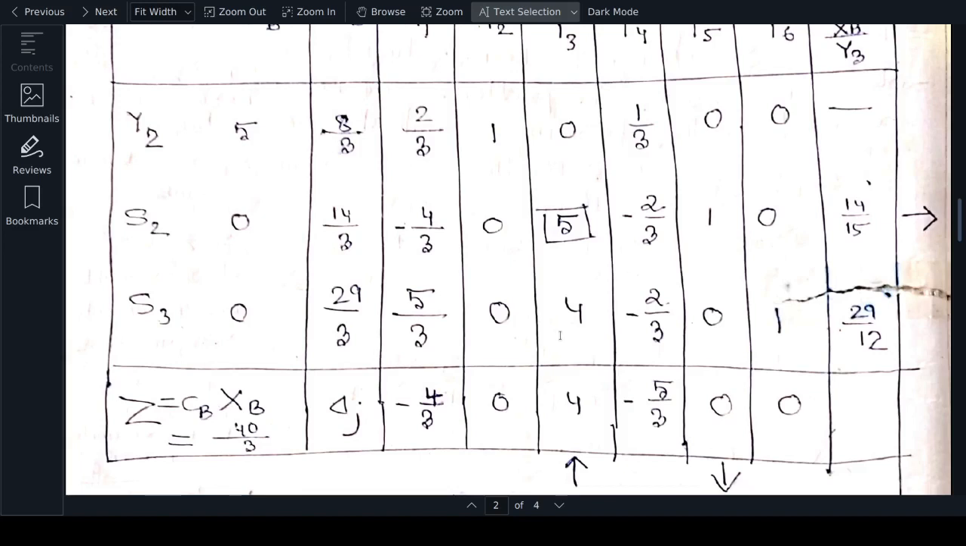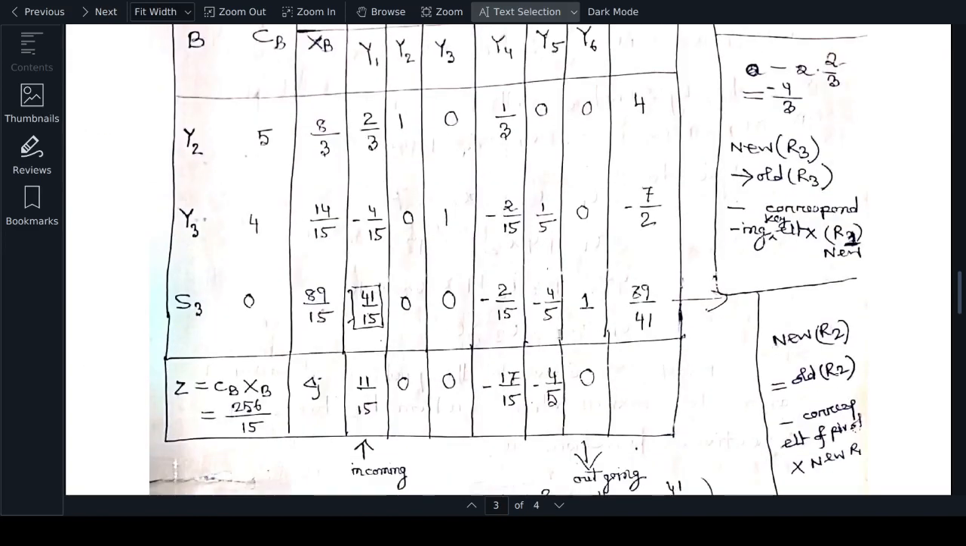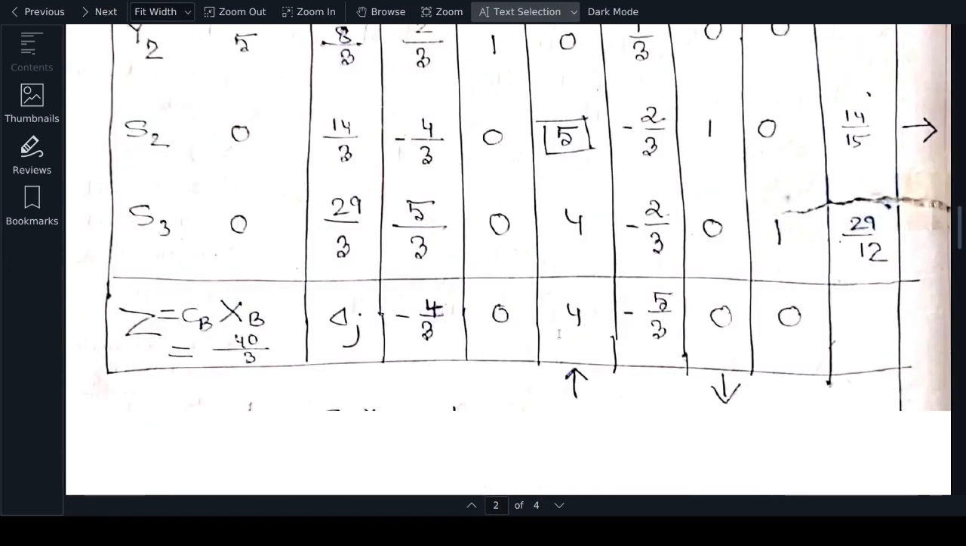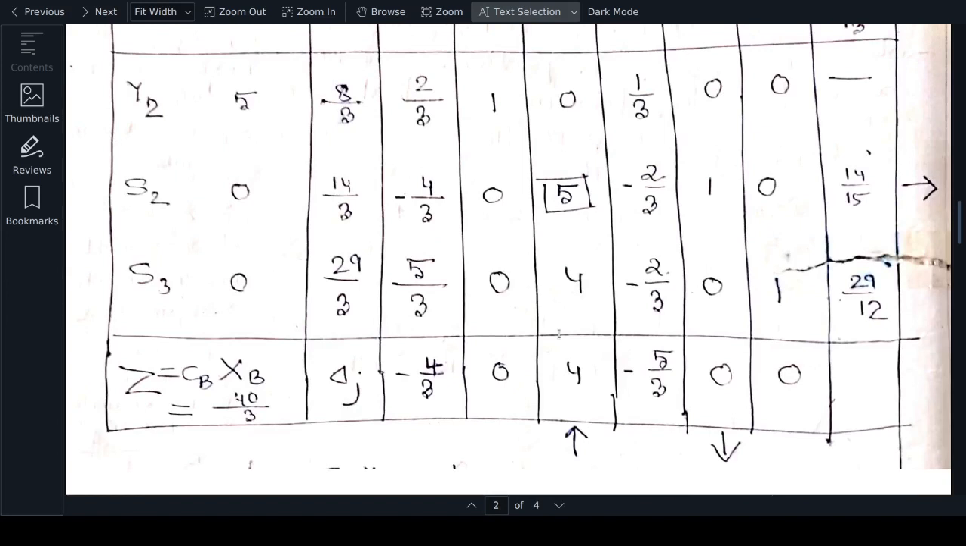So next element, how to calculate? 5 by 3 minus 4 into minus 4 by 3, divided by 5. Yes, good. So ultimately we get 41 by 15. Then the third element: 0 minus 4 into 0, divided by 5. So ultimately 0. And then the fourth element we already wrote as 0. No problem, because for the outgoing vector, the S2 column is just copy and paste.